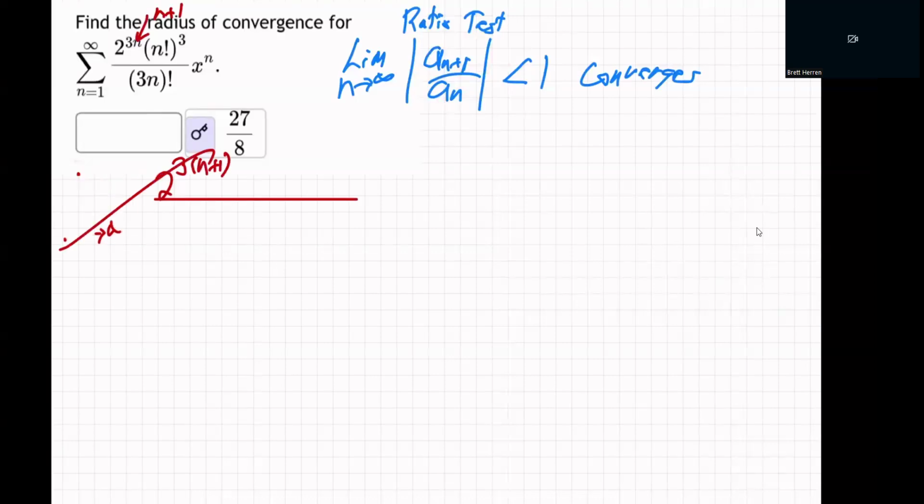Wait, there's the answer. Whoa, what happened there? I'll move this down a little bit so we don't get conflicted with the answer. See, it's 27/8, but why?